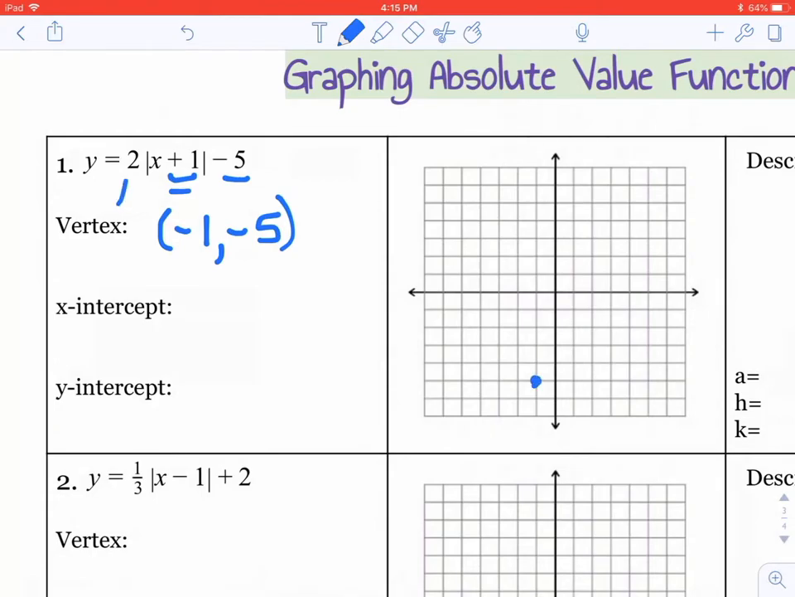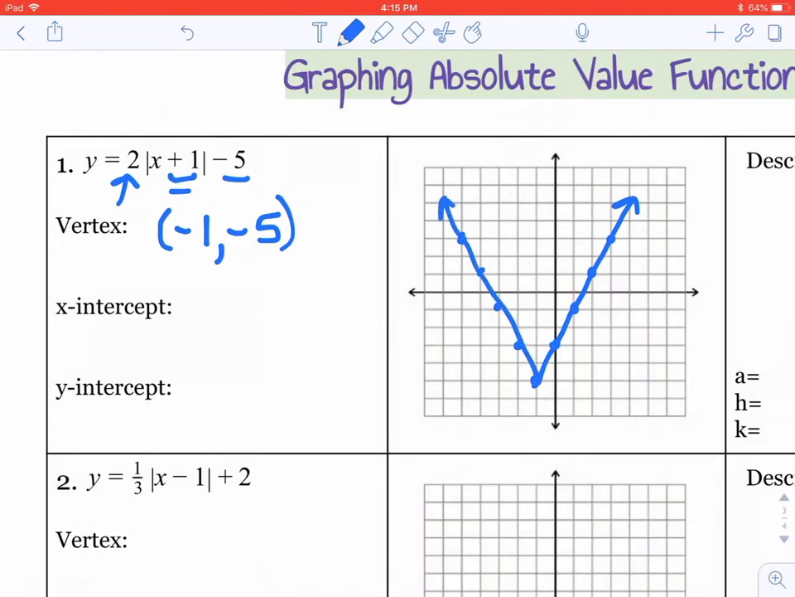And then we're going to use this number in the front as our slope. So it's +2, so I need to go up 2, right 1 in each direction. So up 2 right 1 and up 2 left 1. Remember, these graphs look like a V-shaped graph, and they're symmetrical. So that helps you to sketch a graph. So then we have enough to graph our V-shaped graph.